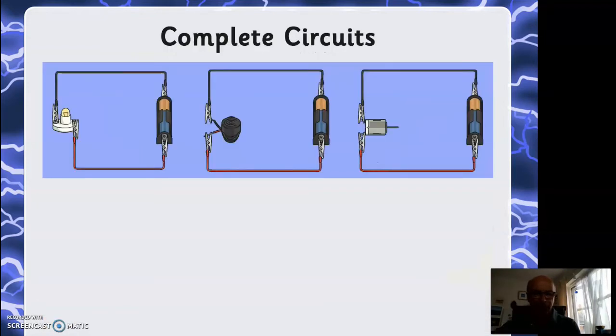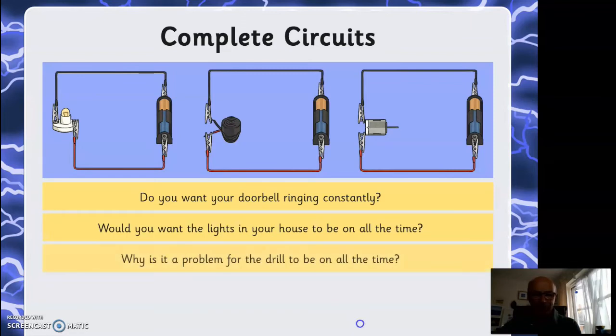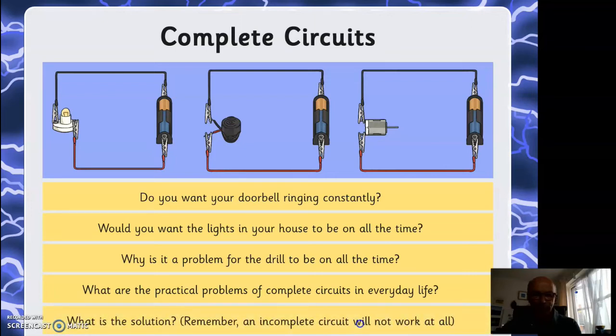Now, if we put those things into complete circuits, there's a few problems that we need to think about. First of all, do we want the doorbell ringing constantly? Do we want the lights on all the time? Why would it be a problem for a drill to be running all of the time? What are the practical problems of having complete circuits in everyday life? And what is the solution?